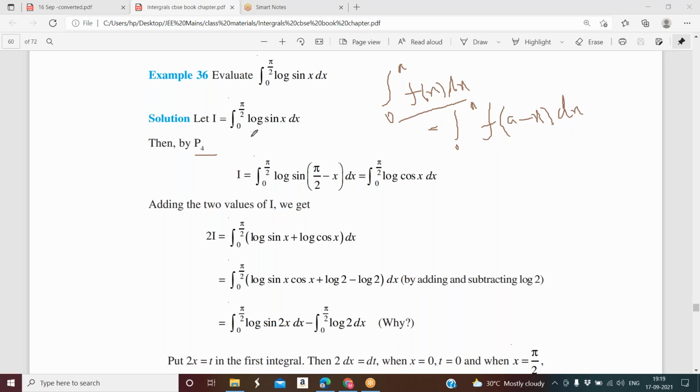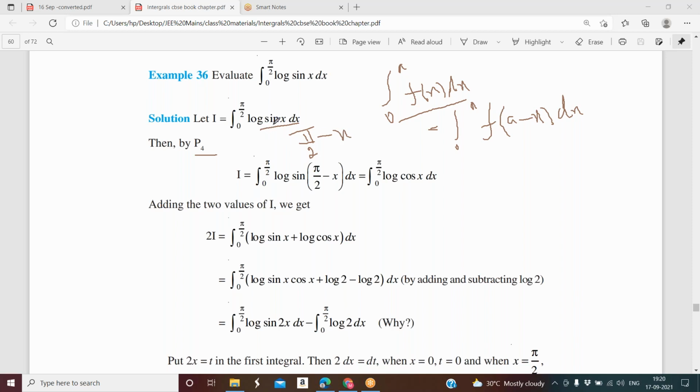So this property helps you to change the function from x to a minus x. What is a here? a is pi by 2. Now I am going to use this property. Integral 0 to pi by 2. Wherever you have x in the given integral, you have to replace it by a minus x. So what is a? Pi by 2. Pi by 2 minus x.